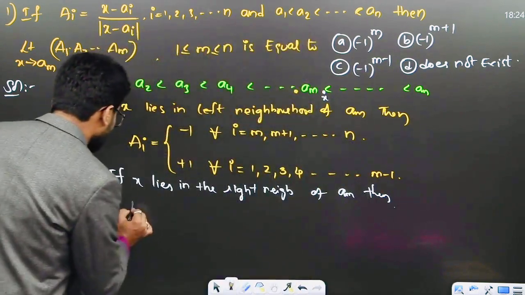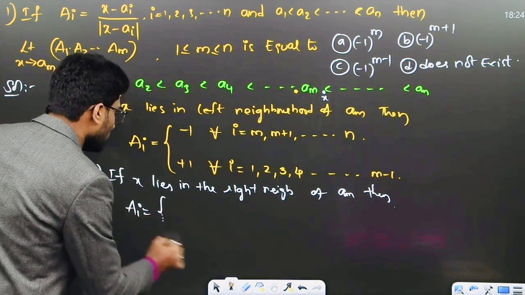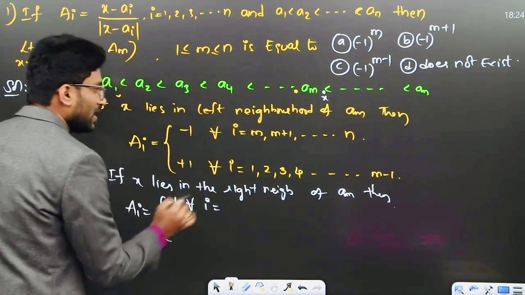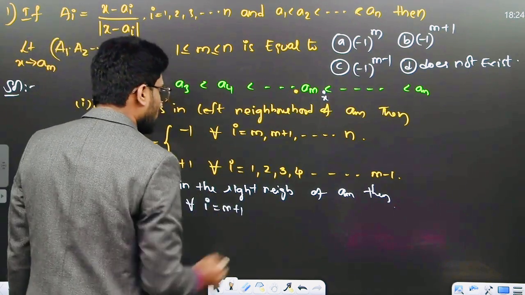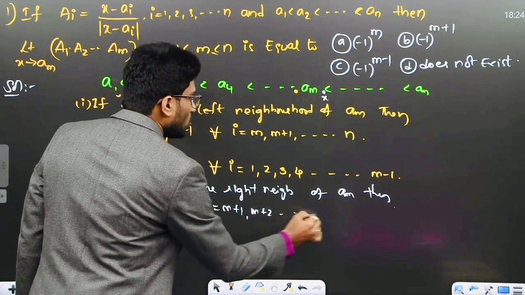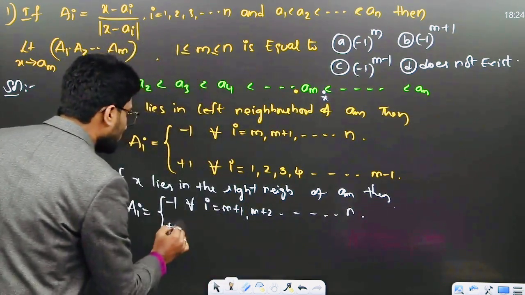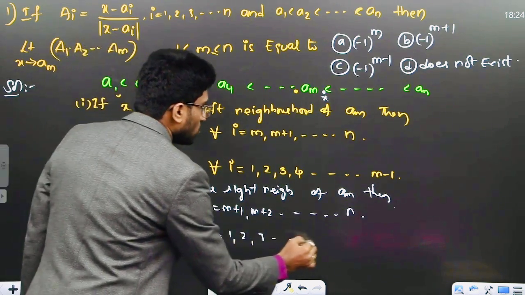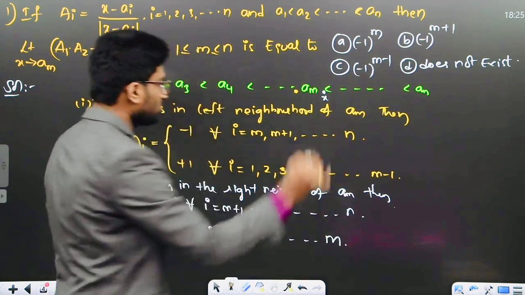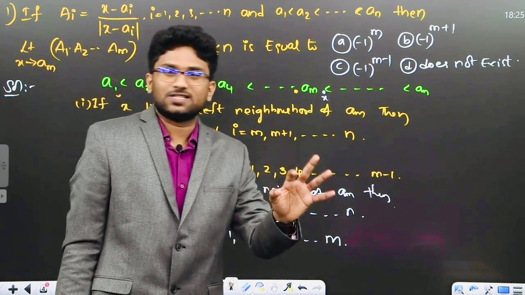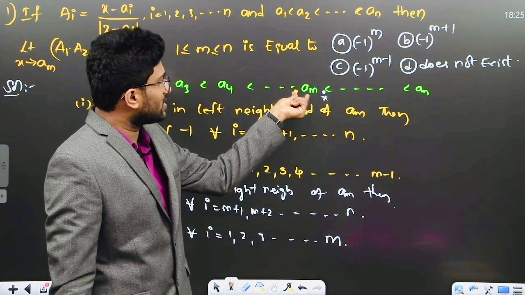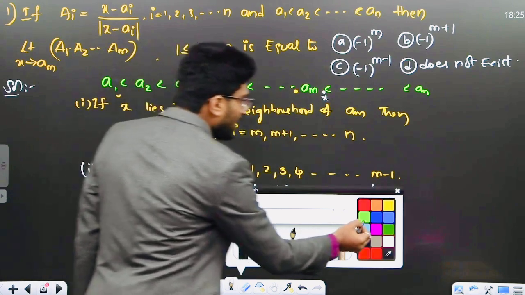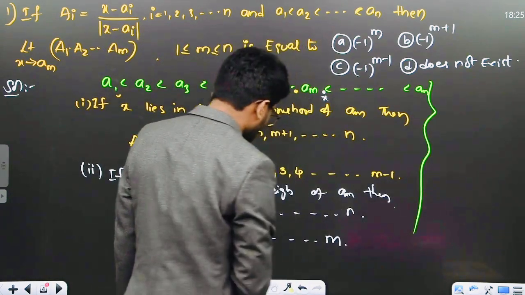That means I can say clearly ai is equal to negative 1 for all i starting from m plus 1, m plus 2 and so on till n, and positive 1 for all i equal to 1, 2, 3 and so on till m. I hope you have understood. We have taken only two cases, when x lies in the left neighborhood and the right neighborhood. Now my dear friends, do understand the beauty of this.